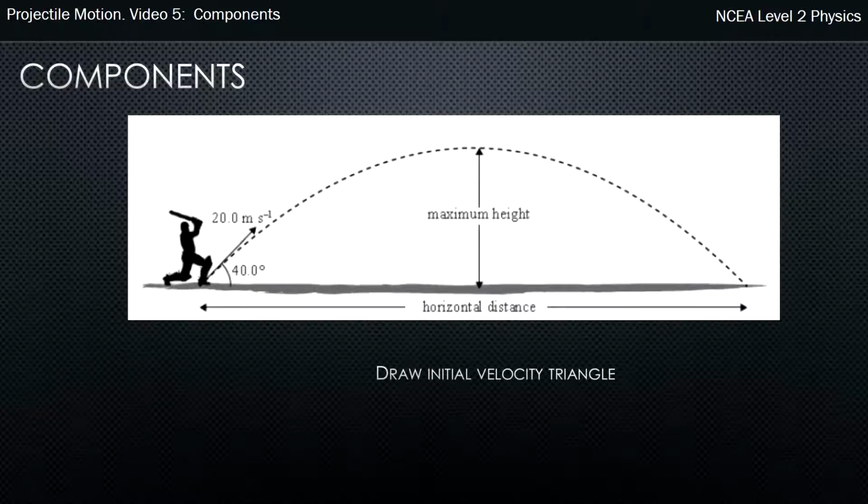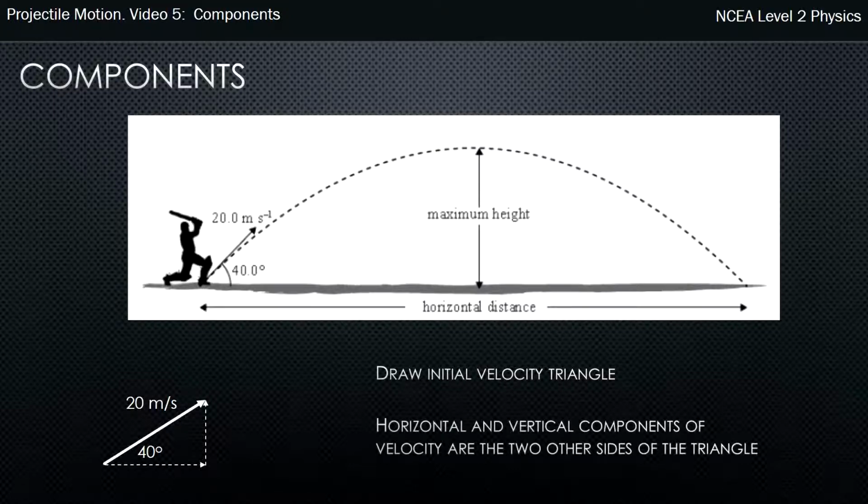What we need to do is redraw the initial velocity as a triangle. So I've redrawn it here. I felt that their 40 degrees was a bit too generous, so here's my 40 degrees on my triangle, and there's the 20 meters a second. The other sides of the triangle, the horizontal side and the vertical side, are the horizontal and vertical components of the velocity. So they are the initial vertical one, that side of the triangle, and the horizontal one, the bottom side of the triangle. If we can find those out using a bit of trig, then we have got our starting point to do any calculations with this.